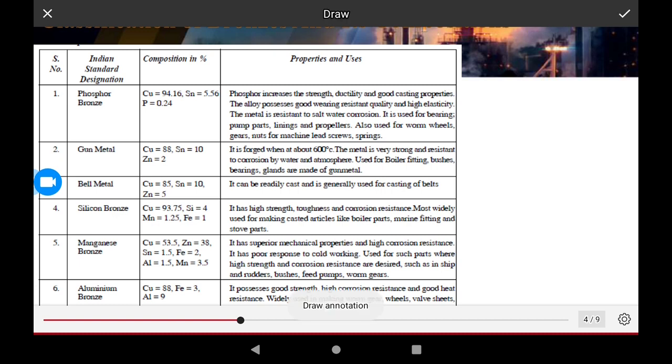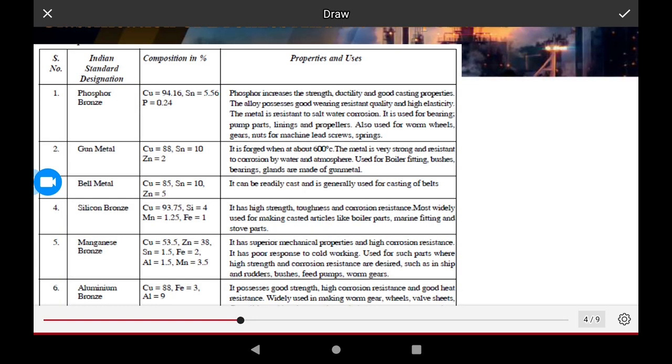Aluminum bronze: copper 88%, iron 3%, and aluminum 9%. Aluminum bronze properties and uses. It possesses good strength, high corrosion resistance, and good heat resistance. It is used in making worm gears and wheels, and valve seats.